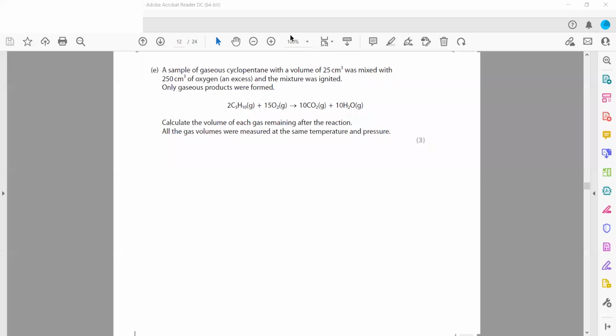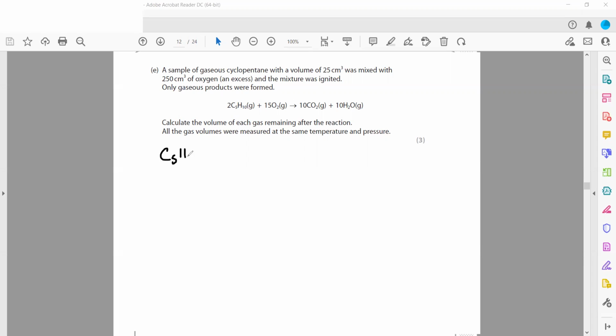In this part, a sample of gaseous cyclopentane, which has a volume of 25 cm cube, is mixed with 250 cm cube of excess oxygen. The mixture is ignited, and only gaseous products are formed. Calculate the volume of gas remaining after the reaction. So basically it will be unreacted oxygen, the formed carbon dioxide and water vapor. And the ratio of the moles is the same as the ratio of the volumes. As you can see, we always take a limiting reagent. So first we'll find how much oxygen will be unreacted.